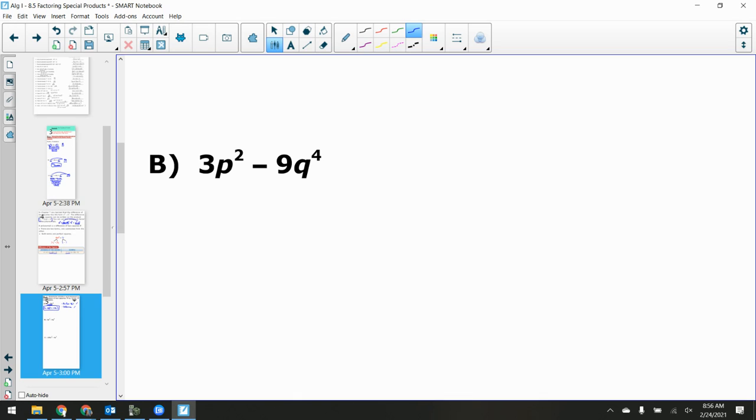So let's remove the GCF. I would not say that this is not factorable because I can do something to it. I remove the GCF of 3 and I get p squared minus 3q to the 4th. Now, I check to see if what's inside the parentheses is factorable. There's no more GCF. However, if it's two terms, I must check to see if it's a difference of squares. First off, is it a difference? Is there a subtraction sign in the middle?